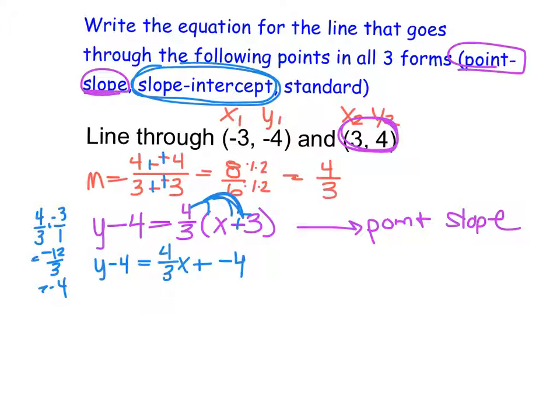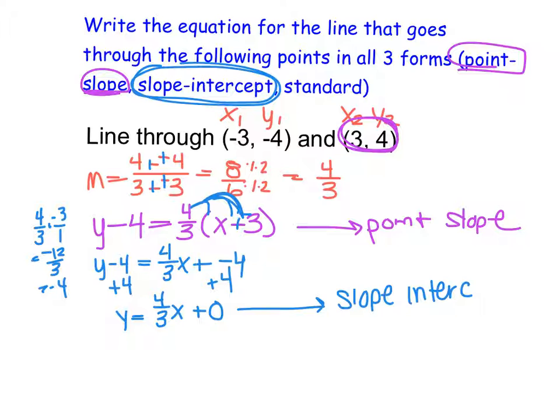Then what we need to do here is note that y is not quite alone, so we need to keep working by adding 4 to each side. And as we do that, we end up with y is equal to 4/3 x, and this is a plus 0, or you can just write y equals 4/3 x. But here, when we get y alone, this is when we are in slope-intercept form. So that's when we have y by itself and everything else on the right-hand side of the equation.